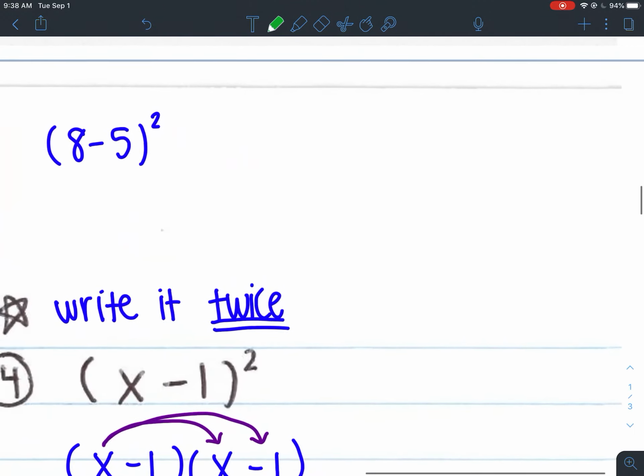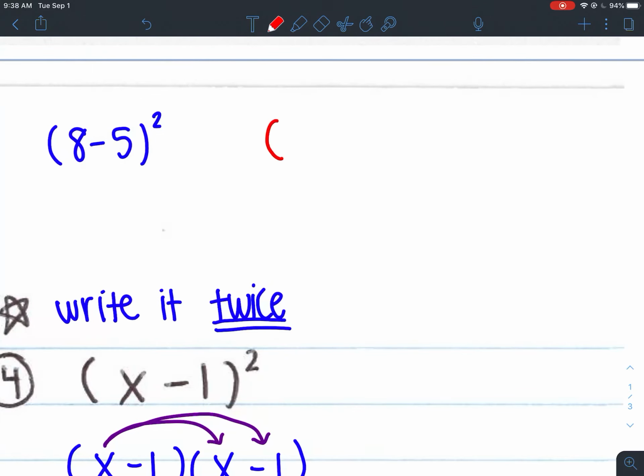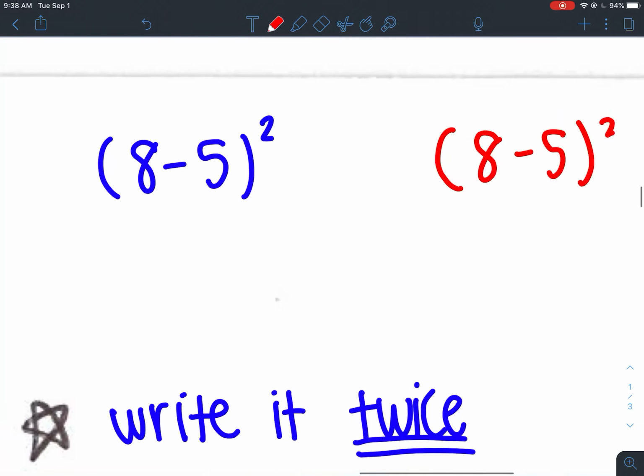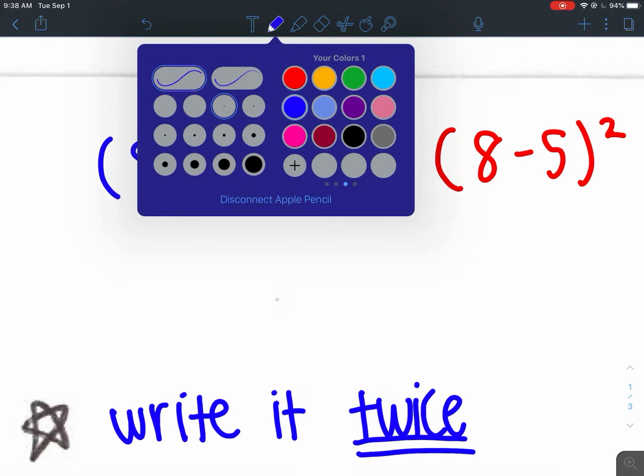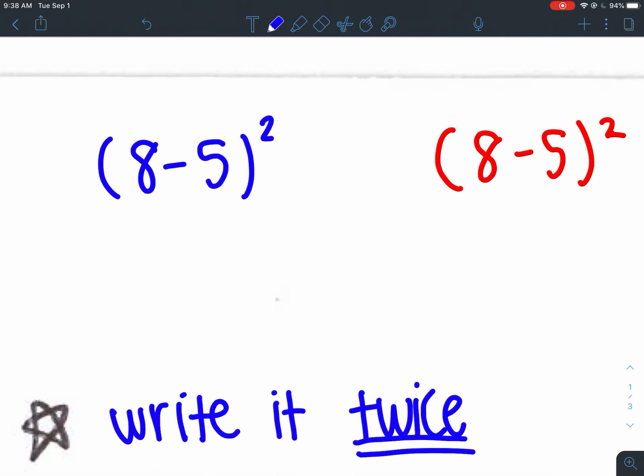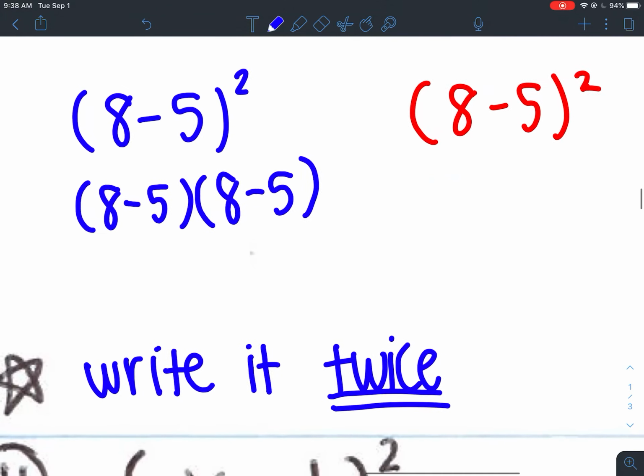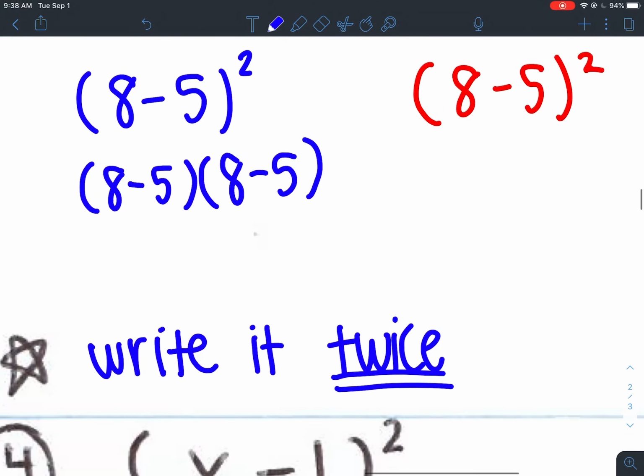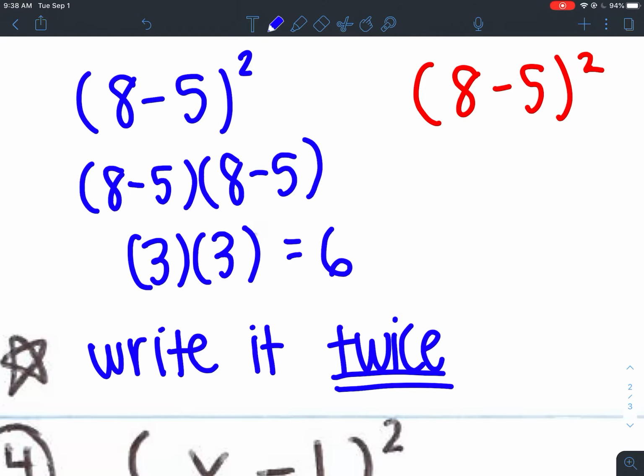So let's talk about this. I'm going to do it 2 different ways for you so I can show you the right way and the wrong way. 8 minus 5 squared. So on the blue side, I'm going to do it the correct way. Okay, the correct way is if you see it twice, you're going to write it 2 times. So I have 8 minus 5 times 8 minus 5. Okay, so nothing wrong here, right? That's what it means squared. So 8 minus 5 is 3, and then 8 minus 5 is 3. So 3 times 3 is 6.